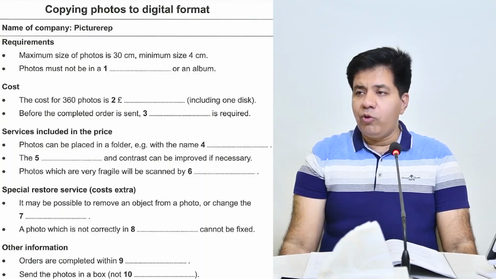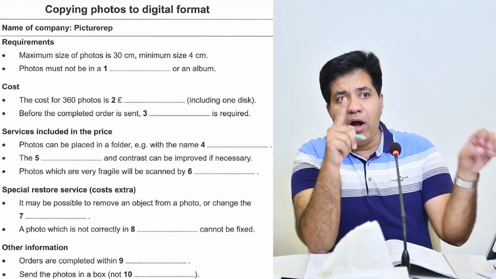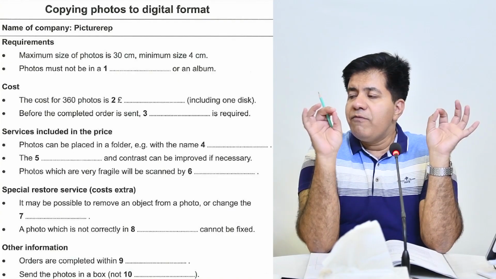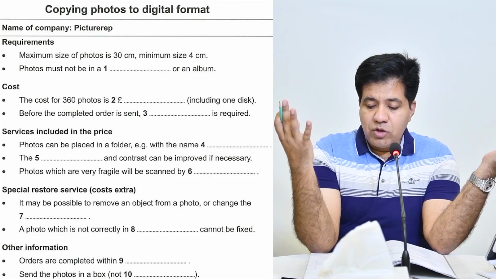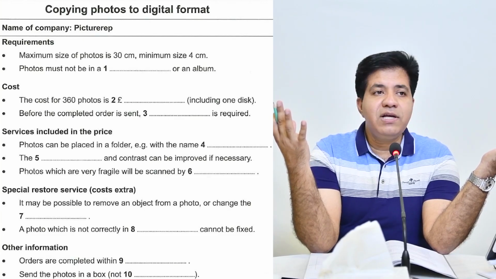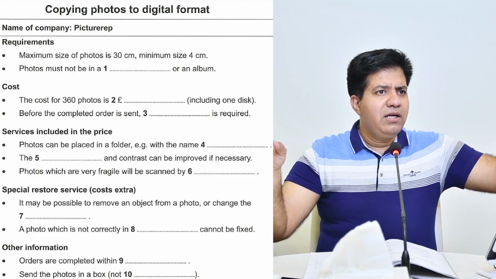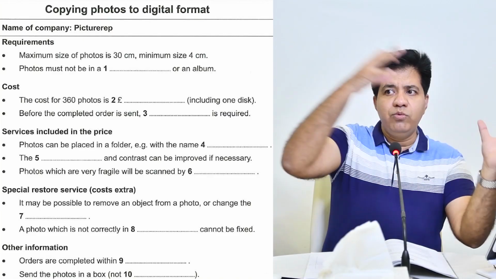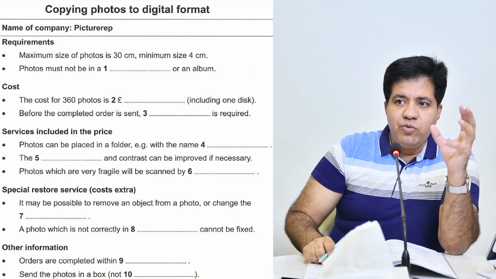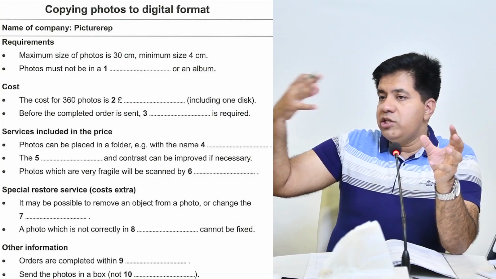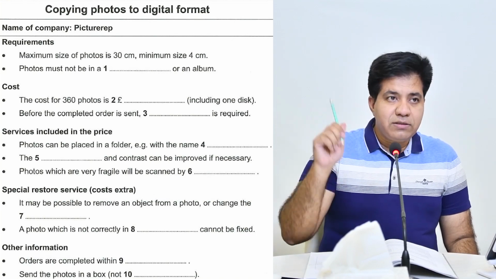Now, copying photos to digital format. Whenever you read the title, in listening part 1, there is always a title like this. Whenever you read the title, you need to switch on your imagination for your better understanding. Copying photos to digital format. What does that mean? Digital format means in USB. You know, they say turn your photos from photo album to the digital one. So it means there's going to be a conversation where one person wants to get his photos copied into a digital format. Okay? Yeah.